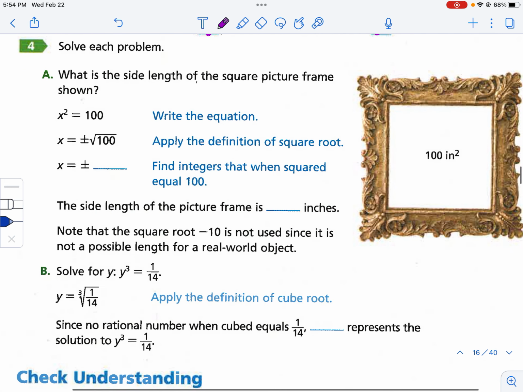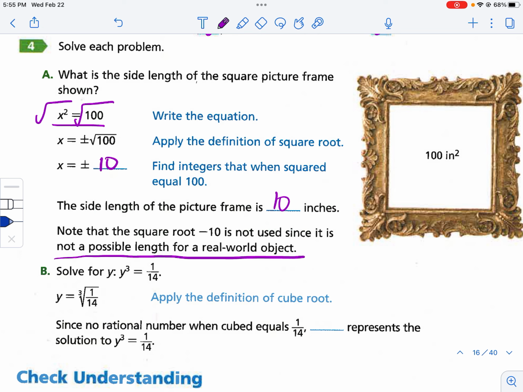Okay. Says, what is the side length of a square picture frame? Okay, so x squared equals 100. If I take the square root of both sides of the equal sign, I'm going to get x equals plus or minus the square root of 100. That would be 10. Now, the side length of the picture frame is 10 inches. Why is it not the negative? Because it's not possible for the length in the real world to be a negative number.